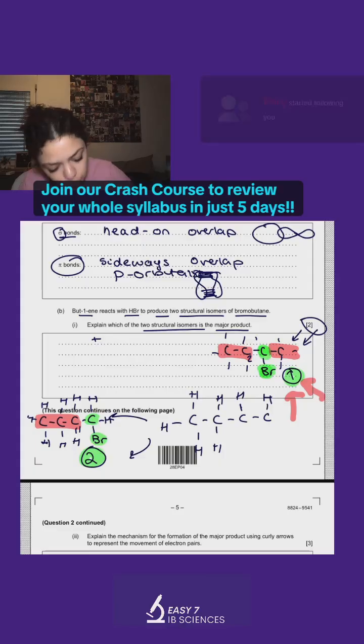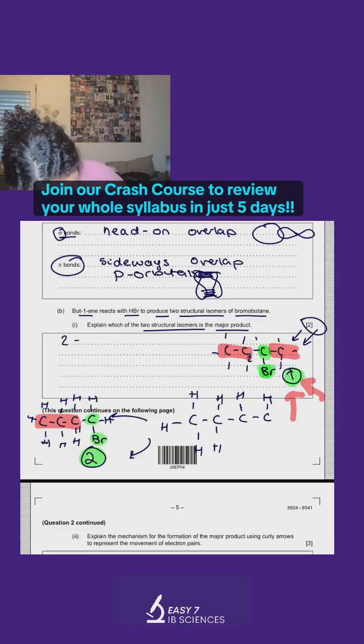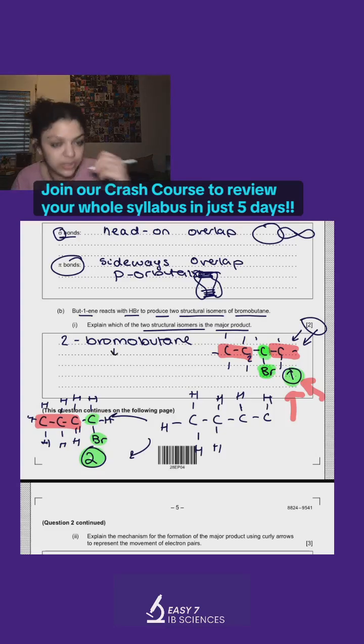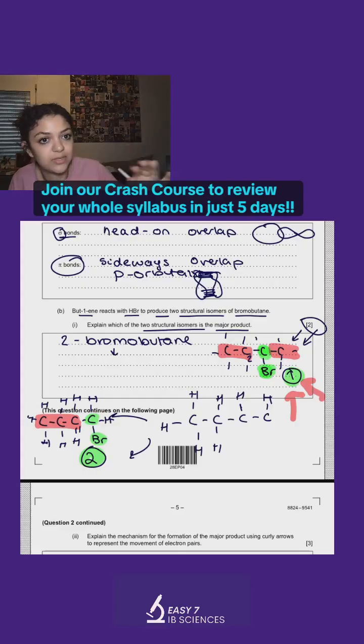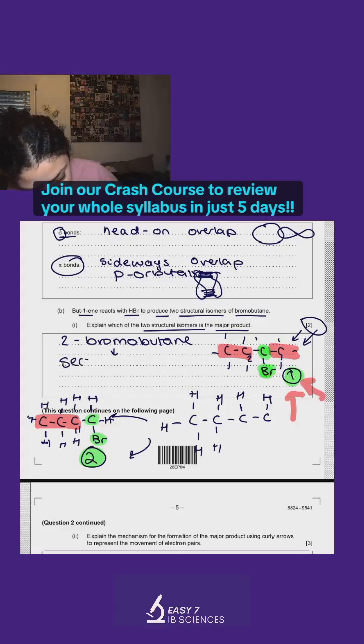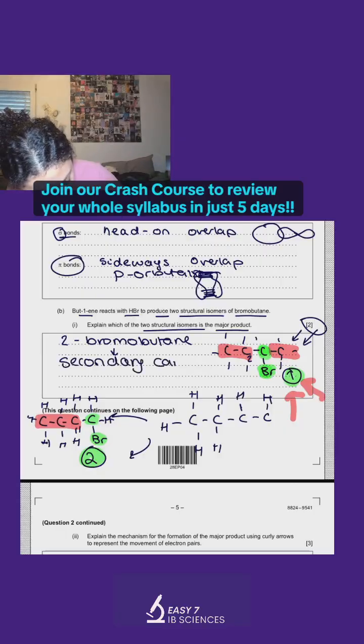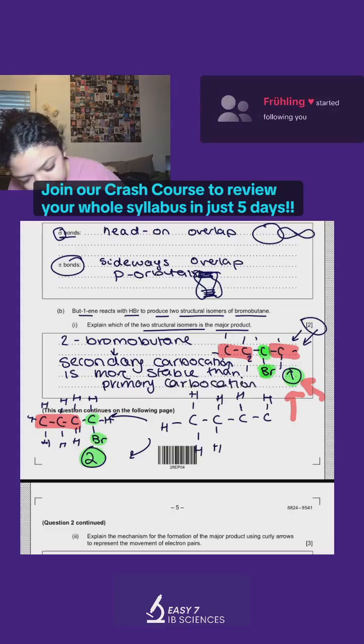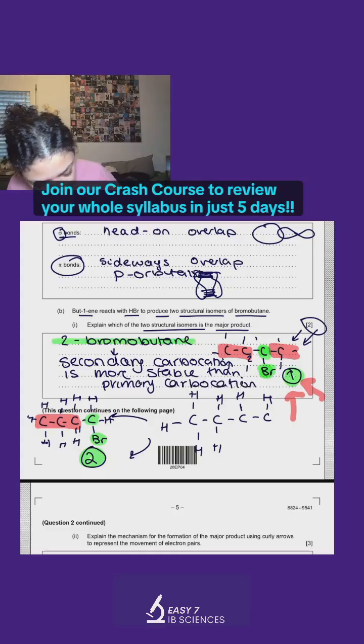So you can say 2-bromobutane is more stable. Why? Because the bromine is on the second carbon, not the first. And then to continue, that's all you have to say, copy paste this in every single one of these questions. The secondary carbocation is more stable than primary carbocation. I've gotten my first mark here, and then this is my second mark.